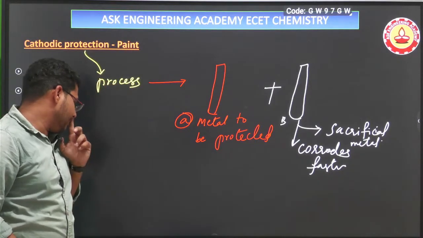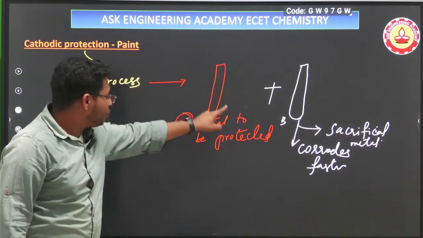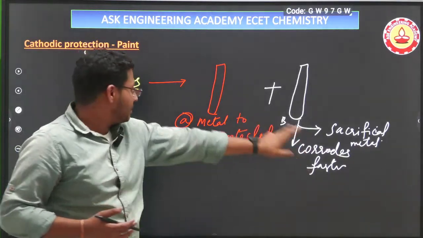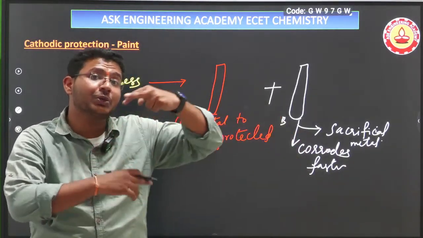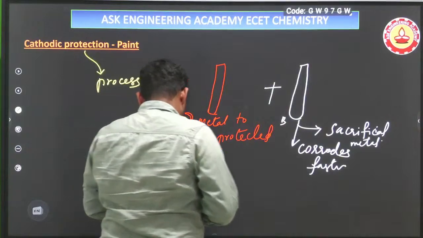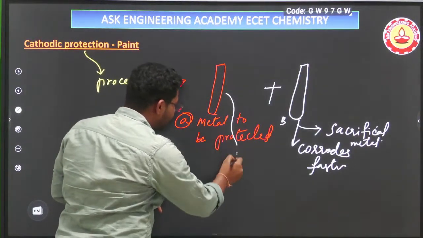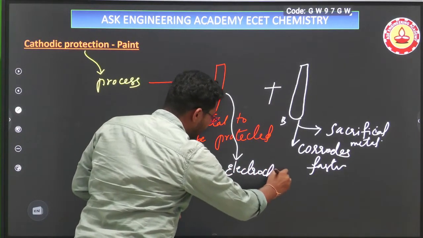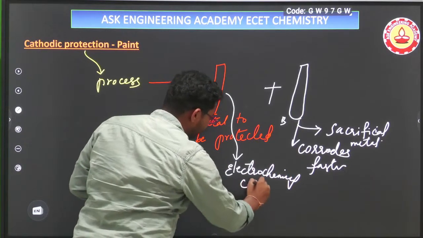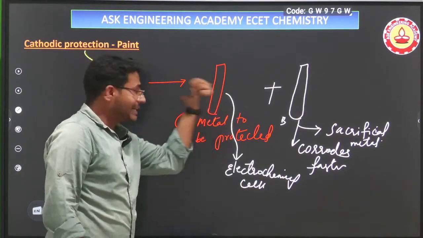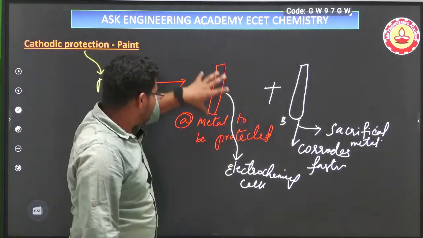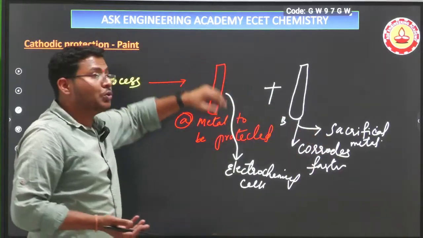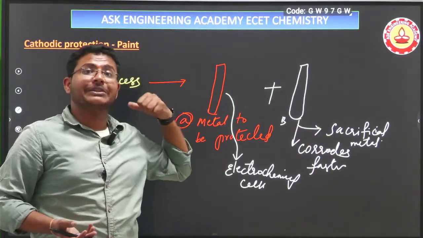Now, during this cathodic protection, what will happen? The metal to be protected is converted into a cathode. The metal to be protected can be converted into a cathode by placing these metals in electrochemical cells. See, this is the metal. In the cathodic protection process, this metal is dipped in electrochemical cells in order to convert it into a cathode. That's why it is called cathodic protection.